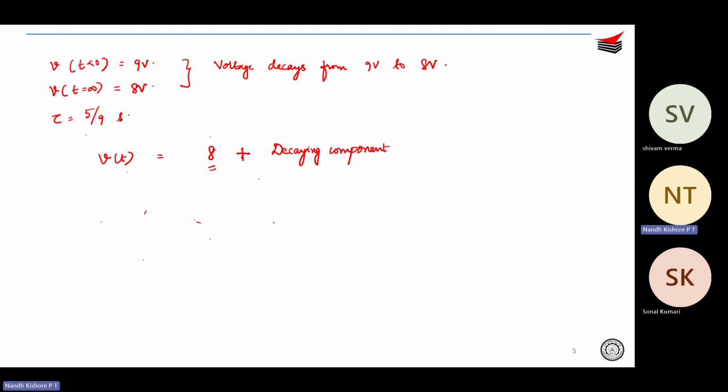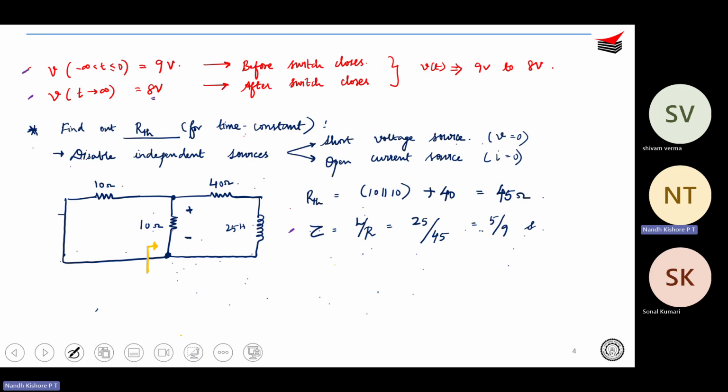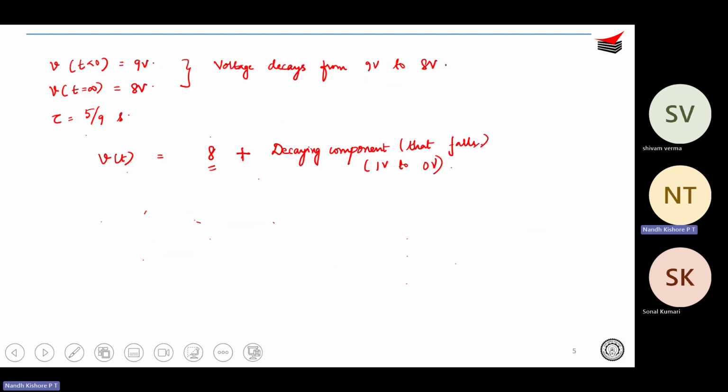Over that I will have a decaying component that falls. Where is it falling from? The overall voltage is falling from 9 to 8, which means the decaying component is falling from 1 volt to 0 volts. So initially it would be 8 plus 1, 9 volts, and finally it will be 8 plus 0, 8 volts. As it decays, the voltage will fall to 0, so the total voltage will be 8 plus 0, 8. Okay.